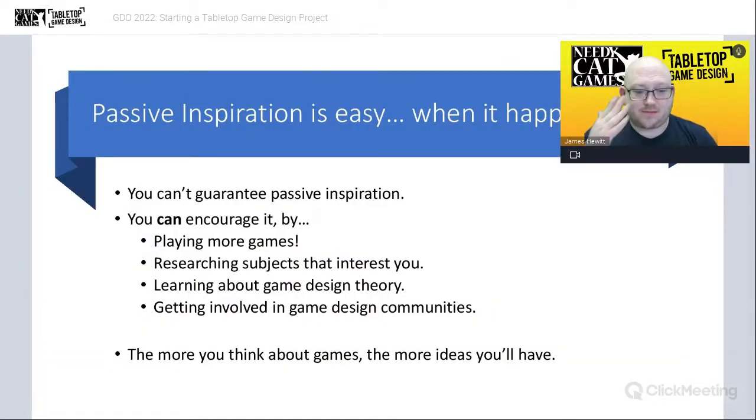So yes, as I've said, passive inspiration is easy when it happens. You can't guarantee it, but you can encourage it. So ways to encourage passive inspiration, in addition to what I've already said, which is kind of find your state where you can engage your brain just enough that it can kind of fly around creatively and have cool ideas. You can encourage your brain to have more of these moments by basically training it to think more about games. So go and play more games.